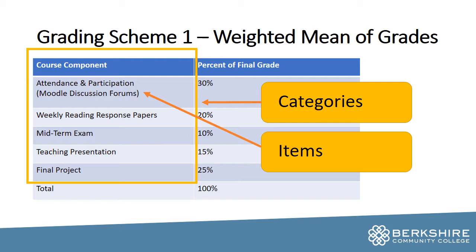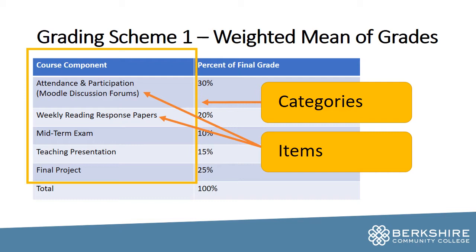So attendance and participation, that's a category. It's an overall folder that is going to contain many items. So the items contained within that category, I know from the syllabus that there will be Moodle discussion forums, but there might be something else. And so I would ask the person I'm working with, what else is in that category? What else makes up that 30% of the course grade? Because those will all need to be individual items.